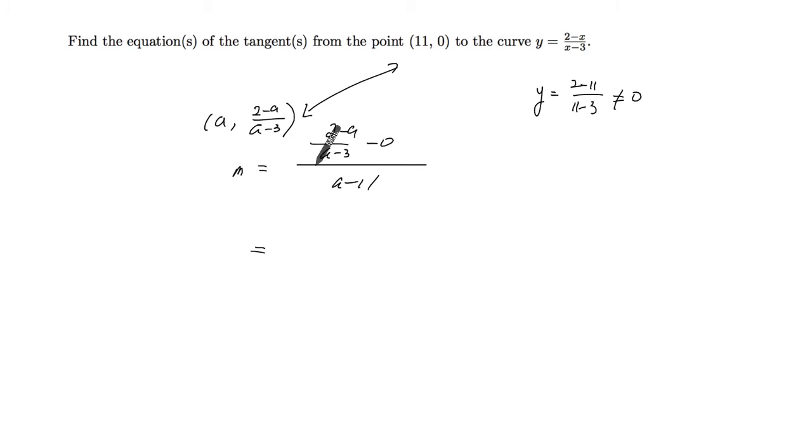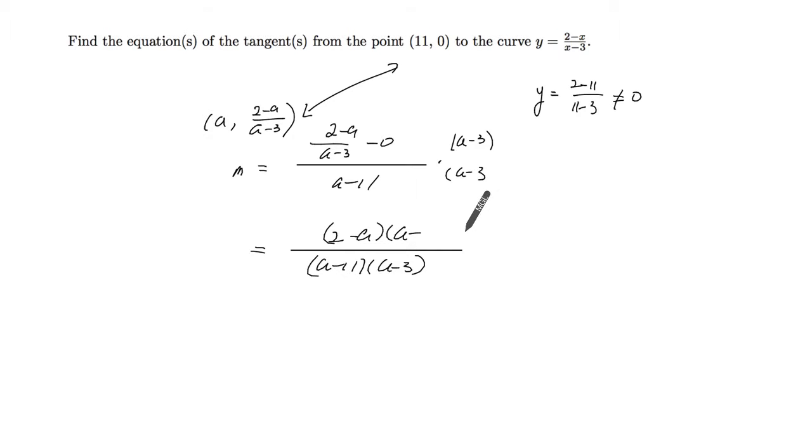Okay, multiply the top and bottom by a minus 3. Top and bottom equally. And we get a minus 11, a minus 3. Okay, and of course, when you multiply this in, it just cancels out. So you just get 2 minus a on top. Okay, so that's one way to express the slope.